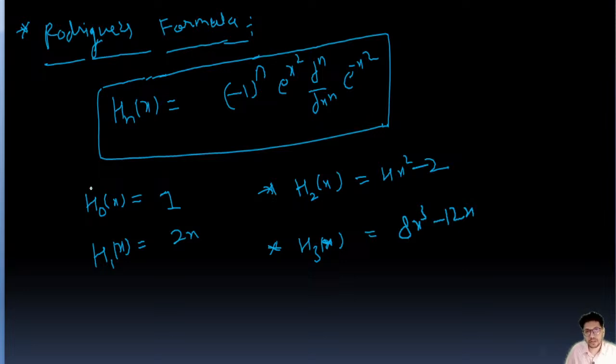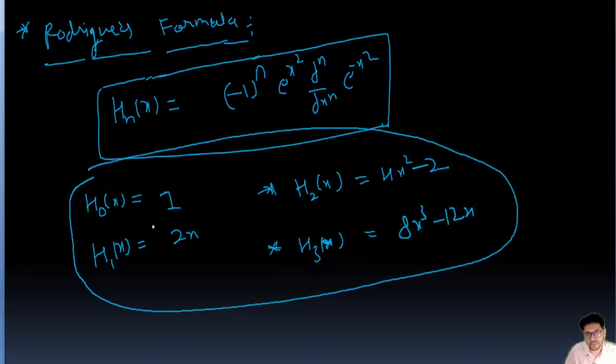These polynomials are very important, so you need to note them down and memorize them, guys, because if you know these values, you can easily solve a question very quickly in the examinations. These values I have also explained in my quantum mechanics lecture. So H0(x) value is 1, H1(x) value is 2x, H2(x) value is 4x square minus 2, and H3(x) value is 8x cube minus 12x.